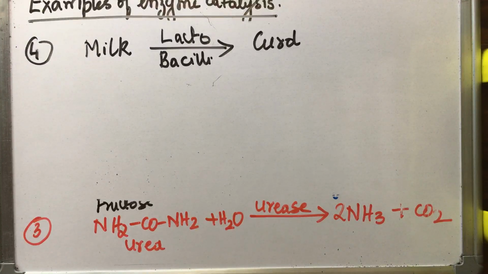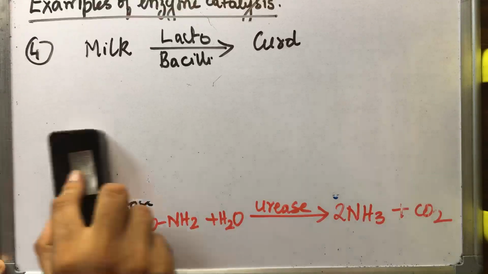I think all these points are clear, students. I have given you 4 important examples for enzyme catalysis. Many more examples you have studied in your biology class, and if you remember this much, that would be sufficient. Okay, now let's go for studying the properties of enzymes.